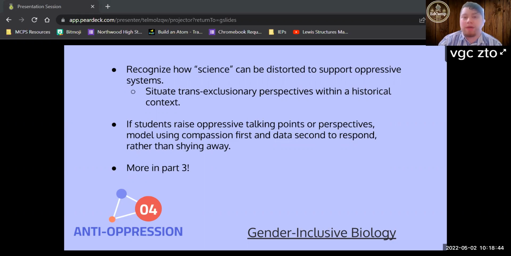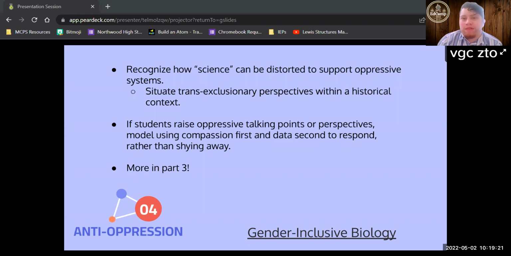If students are raising oppressive talking points or perspectives, it is also very helpful to model responding from a place of compassion first. And when I say compassion, I mean compassion for the student with that bigoted idea, but also openly expressing compassion for the students who would be oppressed by the kind of language that's being used. An example that comes to mind is, "Wow, I understand that you are curious, but I think that the way you ask that question could be really hurtful for people. Let's think about..." and then redirect to data.